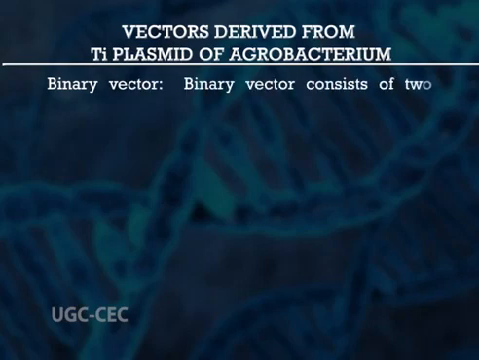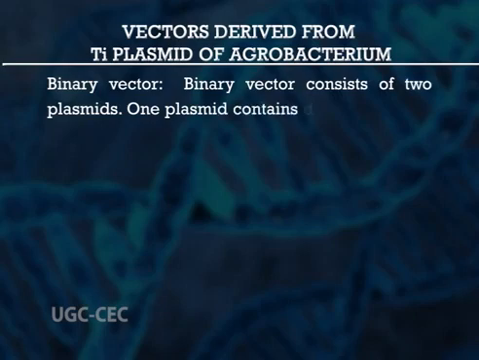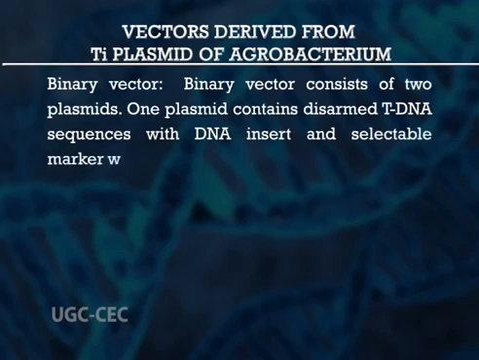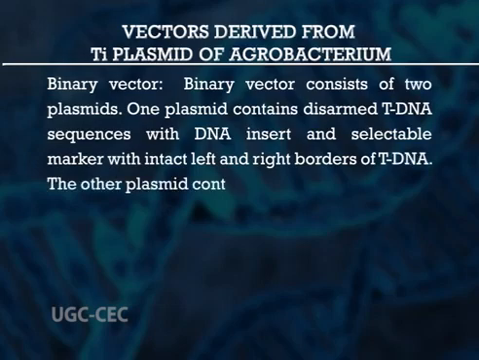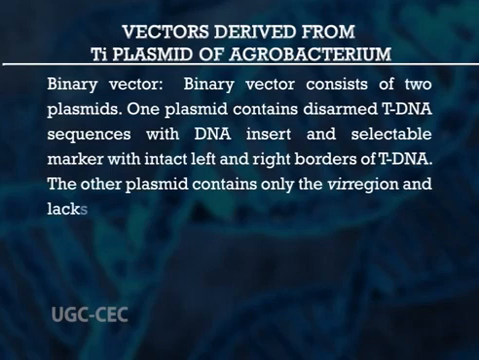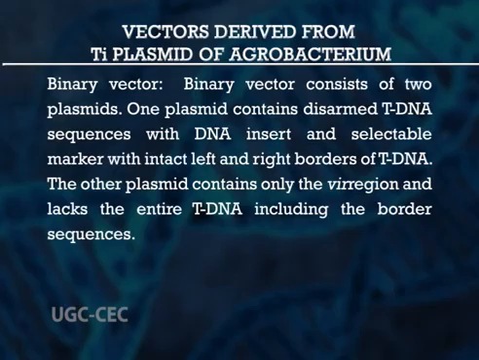Now we have binary vector. Binary vector consists of two plasmids. One plasmid contains disarmed T-DNA sequences with DNA insert and selectable marker with intact left and right border of T-DNA. The other plasmid contains only the vir region and lacks the entire T-DNA including the border sequences. Though the T-DNA and vir region are located independently on separate plasmids, the vir region induces the transfer of T-DNA into the plant cells during Agrobacterium infection.